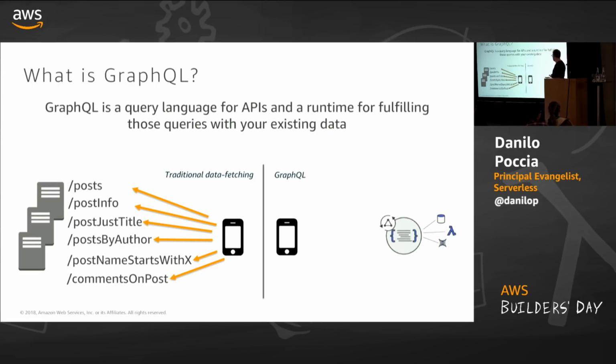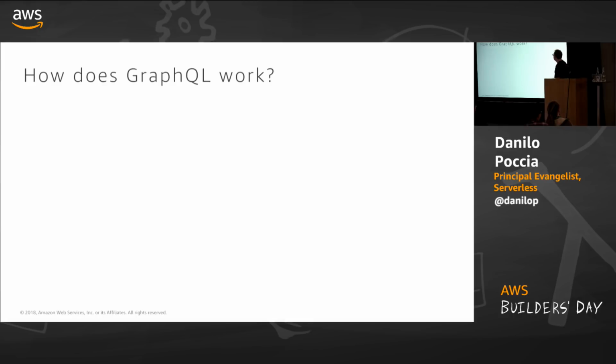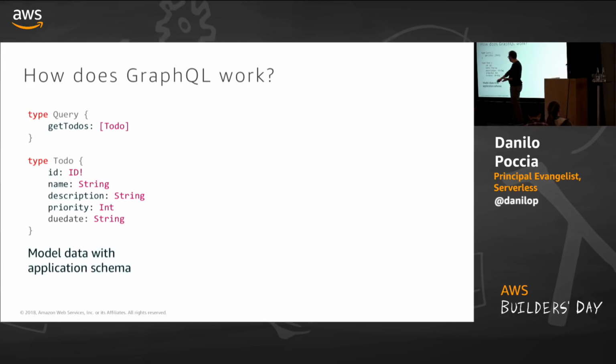With GraphQL, this problem is not there, because you have a single endpoint where you run your queries. GraphQL works in this way. First, you declare the schema of your application. Let's say that you want to build a to-do application, like the classical to-do list. I have these things to do.